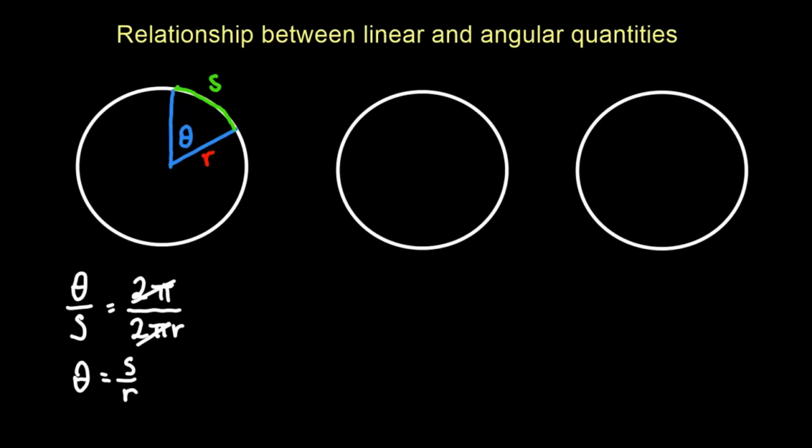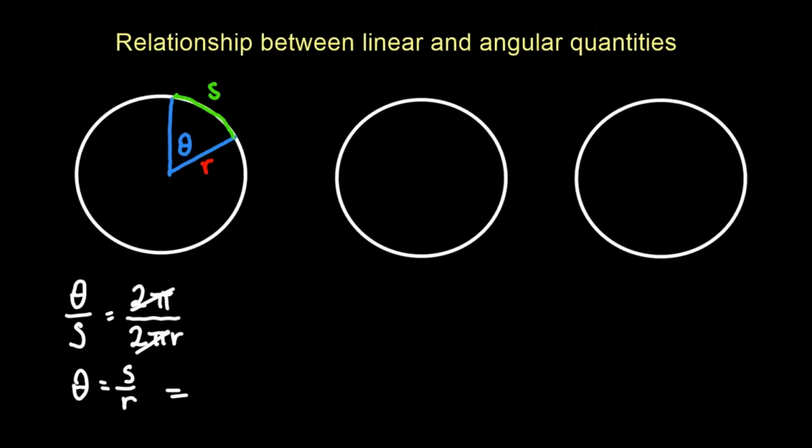So the angle in radians is equal to the arc length divided by r. We can also rewrite this as theta r, so we're taking the angular quantity times r, and that gives us a linear quantity, which is s, the arc length. And this could be very helpful when you're going from linear to angular or angular to linear.